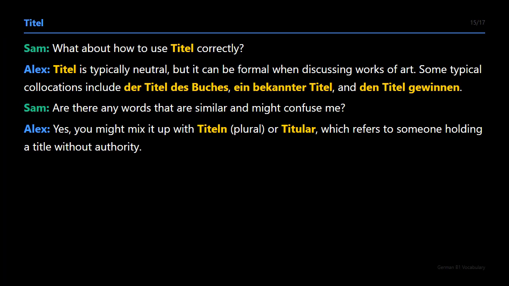Are there any words that are similar and might confuse me? Yes, you might mix it up with Titeln, plural, or Titular, which refers to someone holding a title without authority.